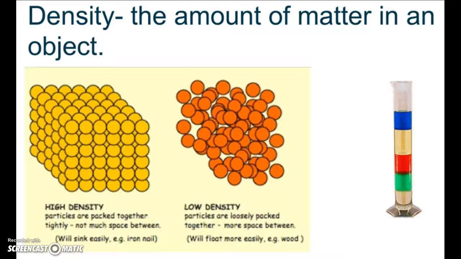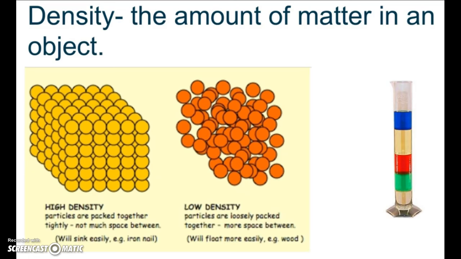If we look at the picture on the bottom left, all of the yellow spheres are tightly packed and very close together. That's an example of high density. It doesn't matter what the yellow spheres are. They could be hydrogen atoms, sodium atoms, or water molecules. We'll just call them particles. And they're high density because they are packed together tightly and there's not a lot of space in them.